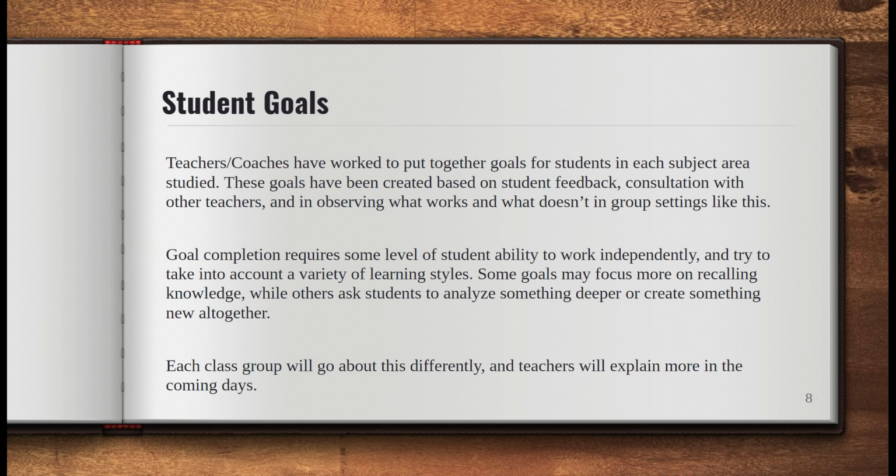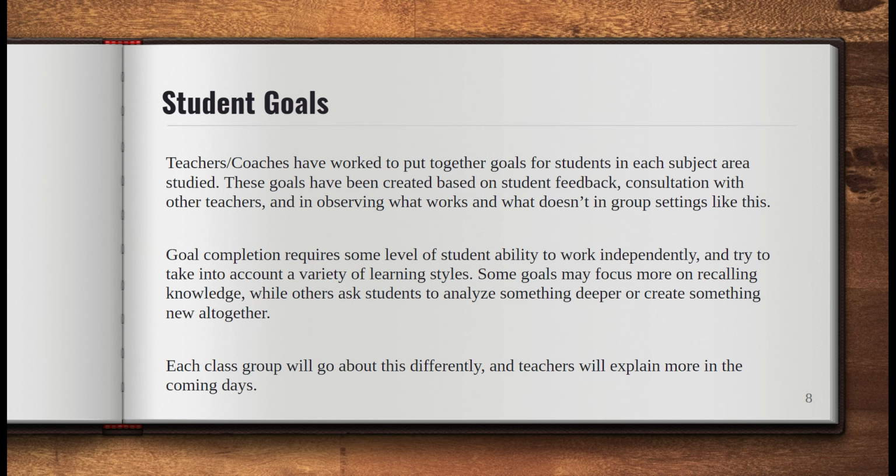Goal completion requires some level of student ability to work independently. If you can't work independently in this class, it's not going to go extremely well for you, and it might not really be the right place for you. We try to take into account that you may have a different learning style than someone else. Some people learn visually. Some people need to hear things. In that case, we've tried to build in something for everybody. We have some goals that may focus more on recalling knowledge, while others ask students to analyze something deeper or to create something.